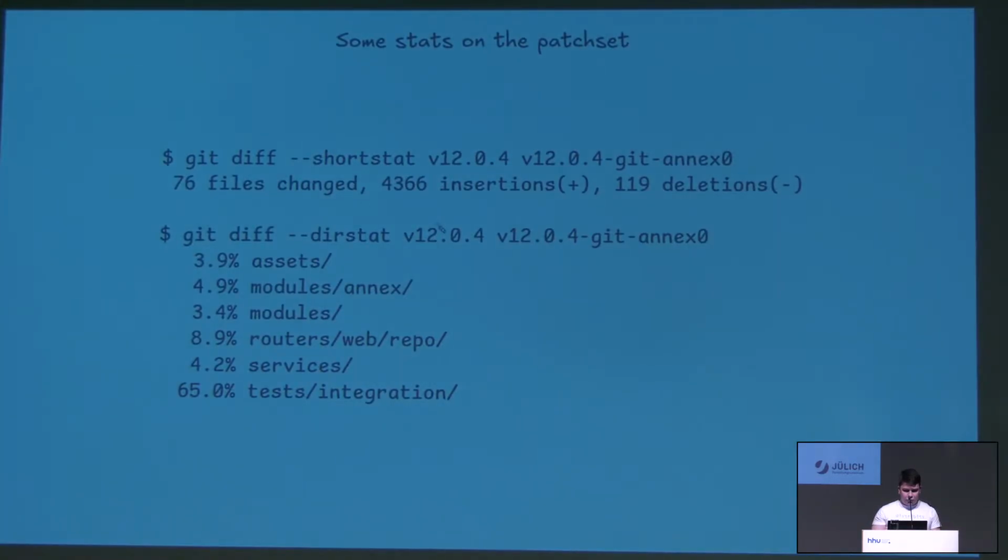Some stats on the patch set. Forgejo-aneksajo is surprisingly small, so it's just like 4,400 changed lines of code in, it's not the latest release, but the release before that. I didn't update the slide. And 65% of these changes are actually in integration tests. So the actual production code is pretty small, and there are a lot of tests for it, which makes me pretty confident in being able to maintain this into the future.